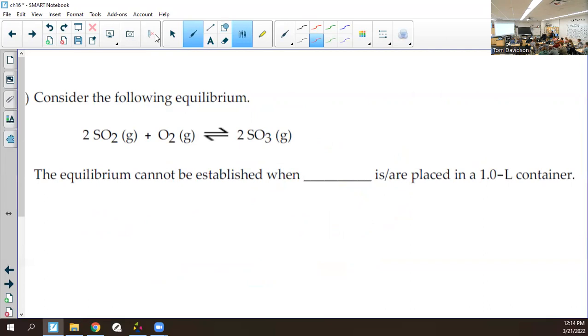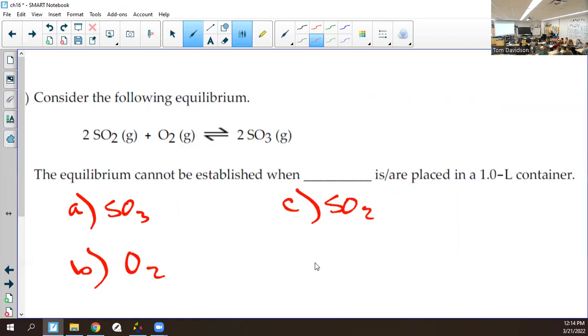This is an interesting question here. Without any options, it's really tricky. Consider the equilibrium that cannot be established when blank is placed in a 1 liter container. So it'd be something like A, SO3, B, O2, C, SO2, D, SO2 and O2. What is it?